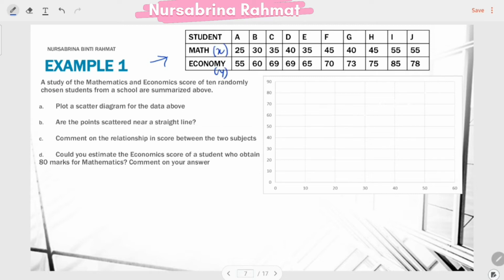Okay, so first let's look at student A. Student A scores 25 and 55 for maths and economics. So 25 and 55. Let's just plot the points.